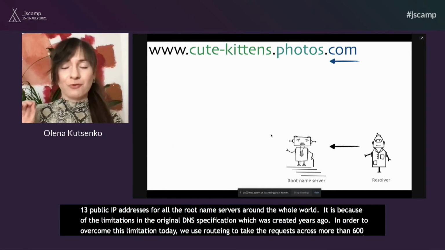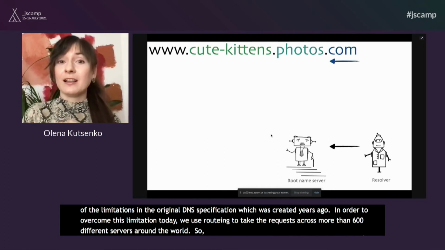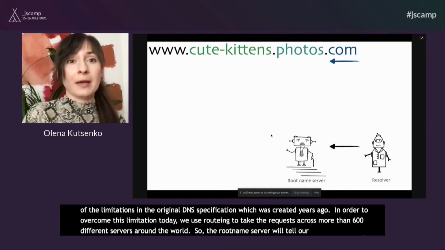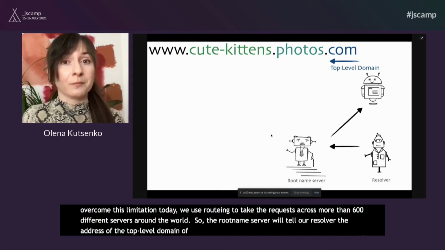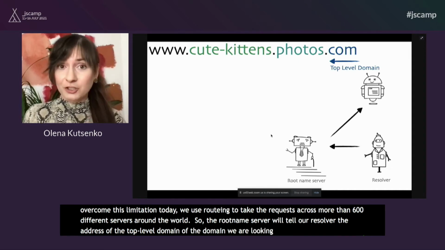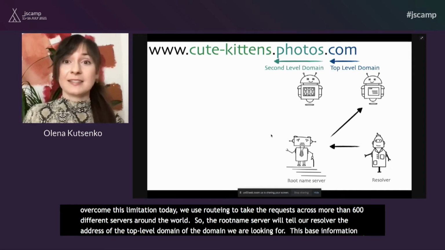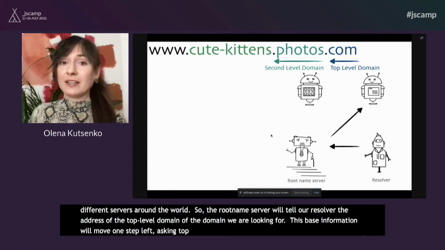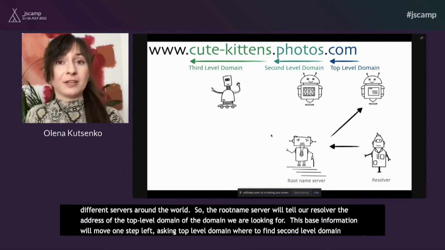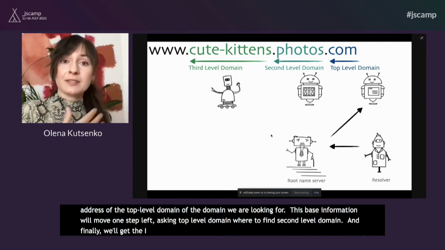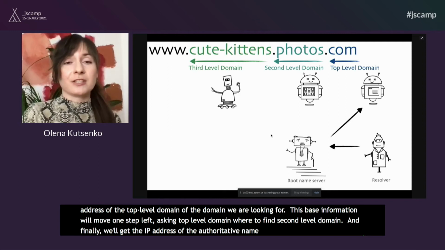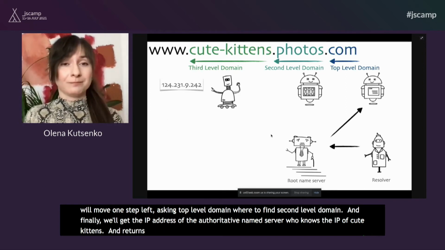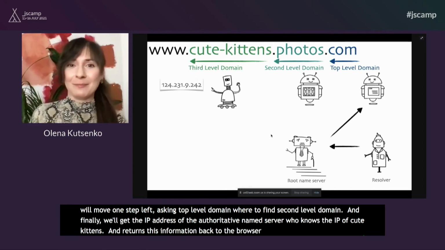So the root name server will tell our resolver the address of the top level domain of the domain we are looking for. With this information, we'll move one step left, asking the top level domain where to find the second level domain. And finally, we'll get the IP address of the authoritative name server who knows the IP address of kttens and return this information back to the browser. Congratulations, we have the IP address.